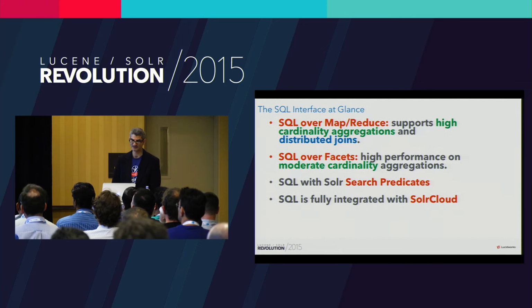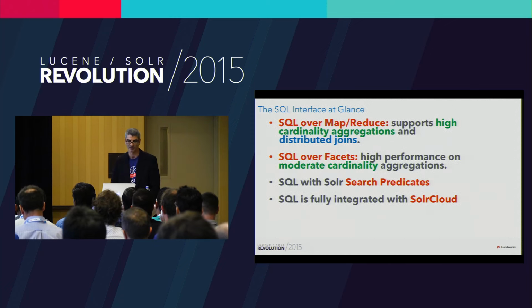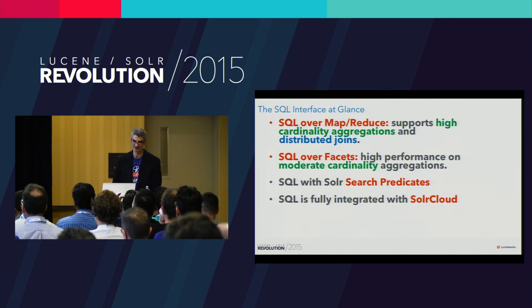The SQL interface has some high-level things that we can look at, and we're going to dig into these in more detail. Basically, it supports SQL over MapReduce, and the point of MapReduce here is to support high cardinality aggregations and to support distributed joins. These are things that are hard to do without MapReduce. And then there is SQL over facets. SQL over facets is high performance, and it does aggregations using facets, and it's for moderate cardinality.